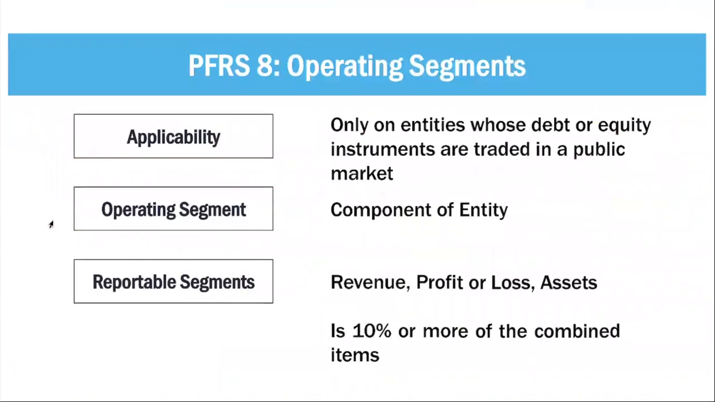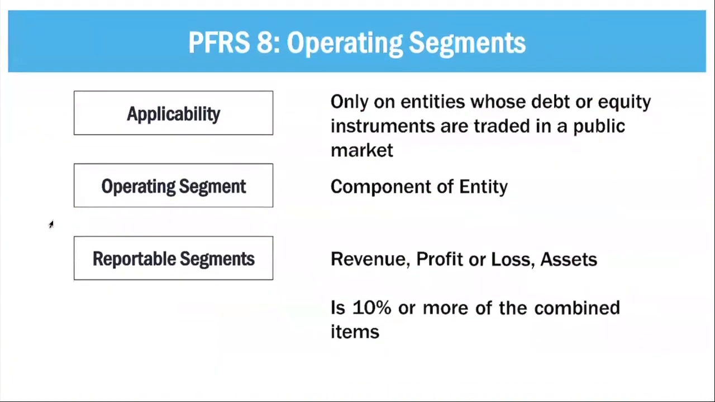Last topic under your disclosures and related matters is your PFRS 8 operating segments. So under PFRS 8 operating segments, we need to know what is an operating segment and when do we apply operating segments rule. So when do we apply your operating segments? You only apply this one on entities whose debt or equity instruments are traded in public market.